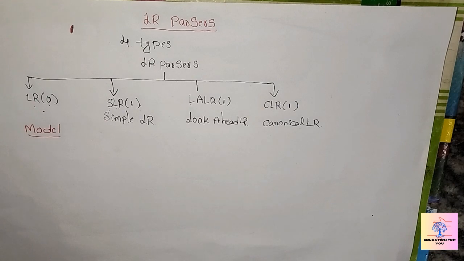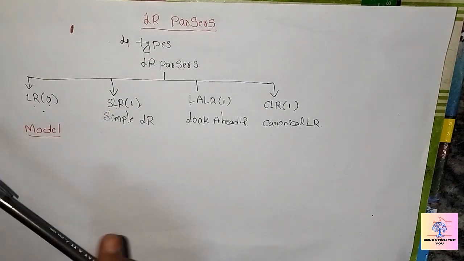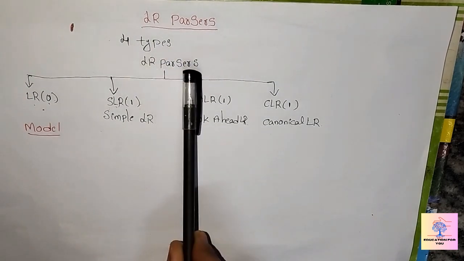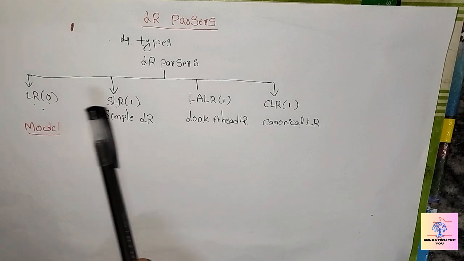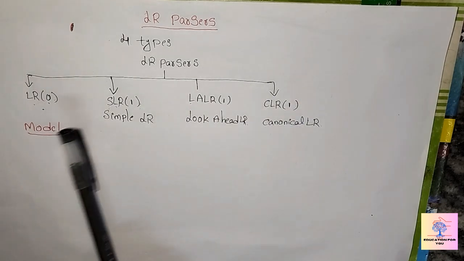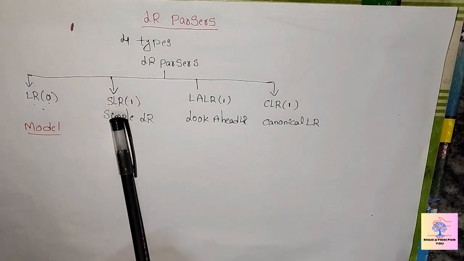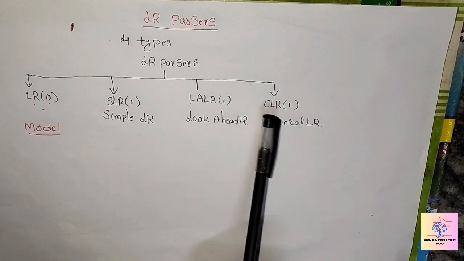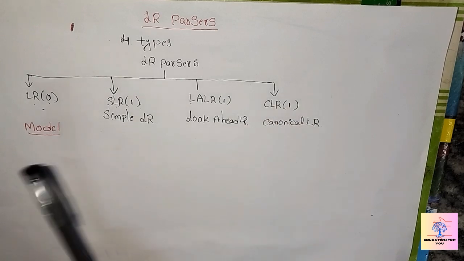Hello everyone. Now I am going to discuss LR parsers. There are four types of LR parsers: LR0, SLR1, LALR1, CLR1. What is meant by SLR? Simple LR parser. Here LALR means look ahead LR parser. Here CLR means canonical LR.